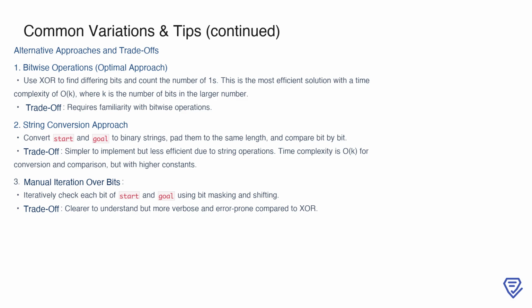Alternatively, you could convert the numbers to binary strings, pad them to the same length, and compare the bits one by one. While simpler to implement, this method is less efficient due to the overhead of string operations, even though the overall time complexity is still O(k). Lastly, a manual iteration approach involves using bit masking and shifting to compare bits individually. This method may be easier to understand conceptually but is more verbose and prone to errors compared to using XOR. Choosing the right approach depends on your familiarity with bitwise operations and the constraints of the problem.